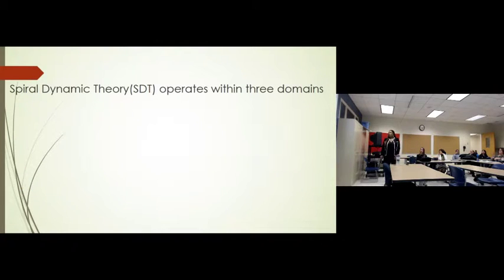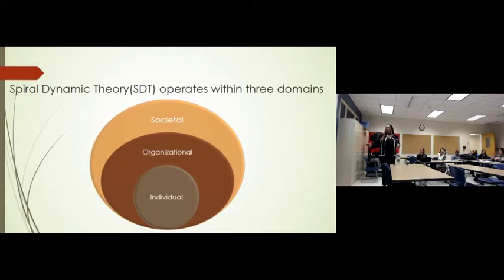So spiral dynamic theory operates within three domains: the individual level, the organizational level, and the societal level. That kind of makes sense, because organizations are made up of people, and so is society.